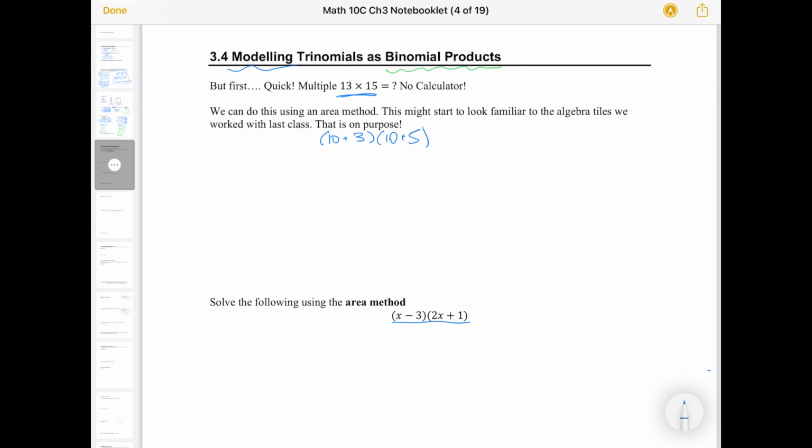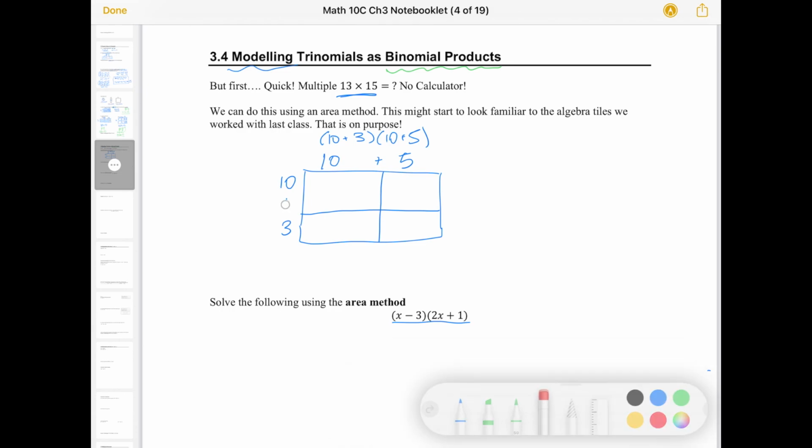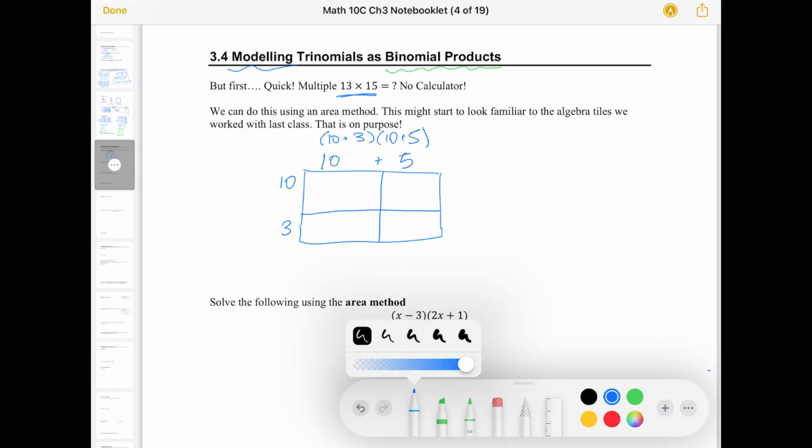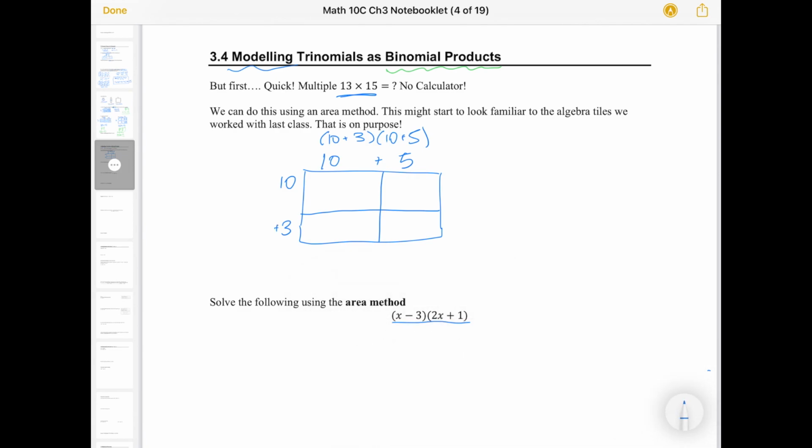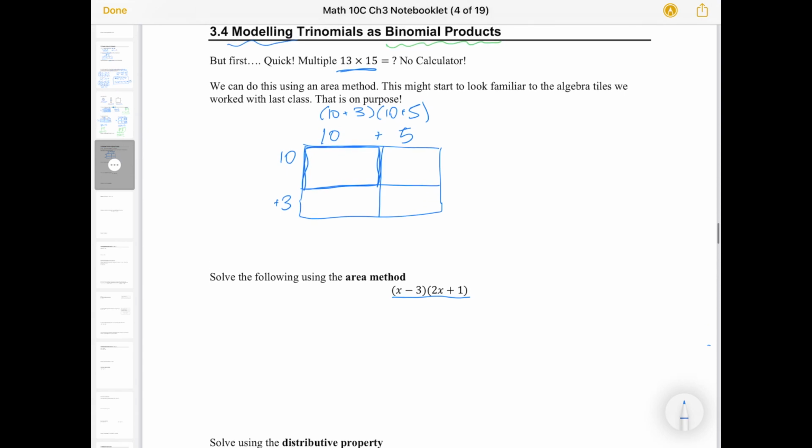All right, and it's area method, so I am going to draw a rectangle. Now along the side here, I'm going to write 10 plus 3, and over here, 10 plus 5. And I'm going to split it up right here. You know what, I suppose on this side, I should kind of write it as 10 plus 3. So I'm going to find the area of this rectangle. To find the area of the rectangle, I would multiply its side lengths.